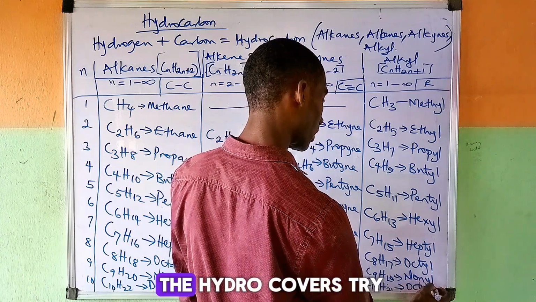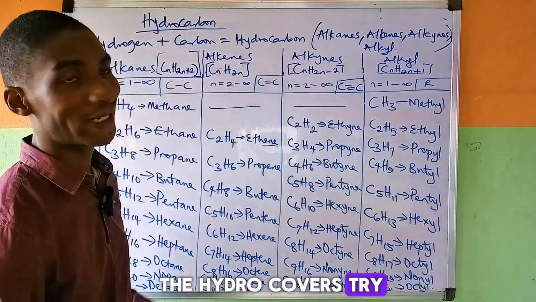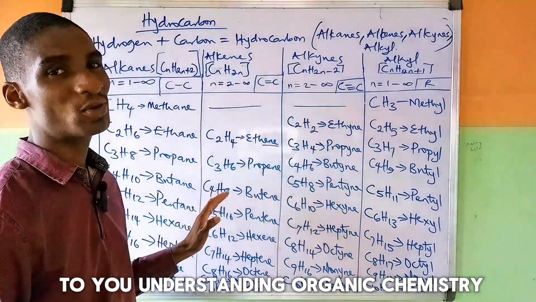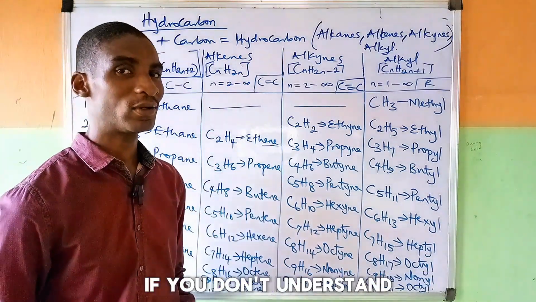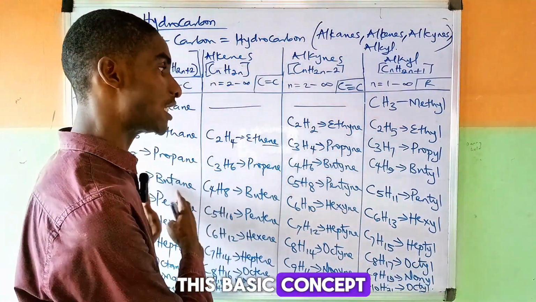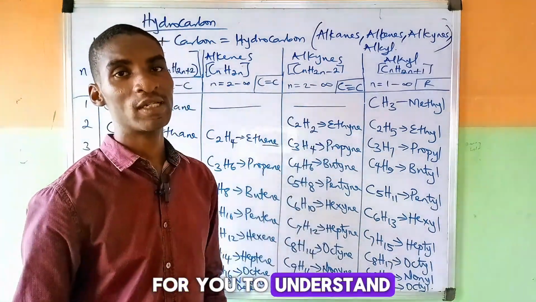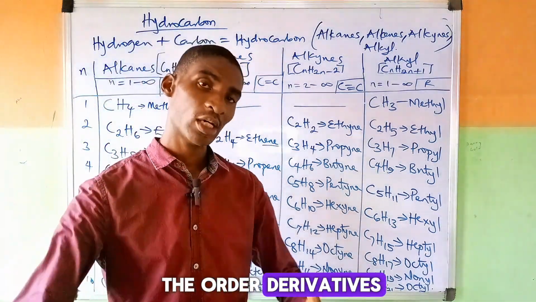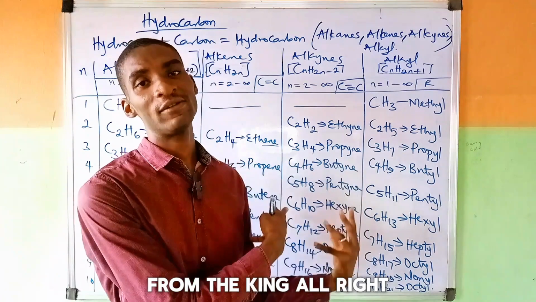Alright, so those are the hydrocarbons. This is the foundation to you understanding organic chemistry. If you don't understand this basic concept, it's going to be difficult for you to understand by the time we begin to talk about the other derivatives that are derived from here, from the alkane group.